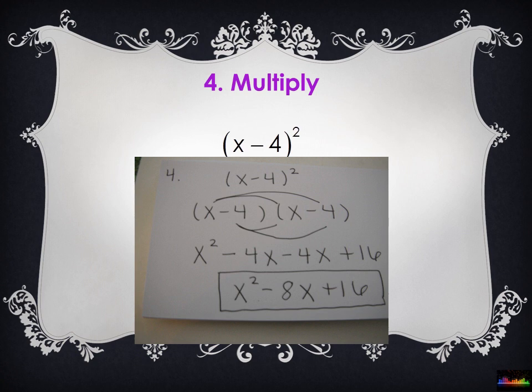So we get x times x is x squared, x times negative 4 is negative 4x, and then negative 4 times x is negative 4x, and then negative 4 times negative 4 is a positive 16. You can combine your like terms to simplify this expression, and you get x squared minus 8x plus 16.